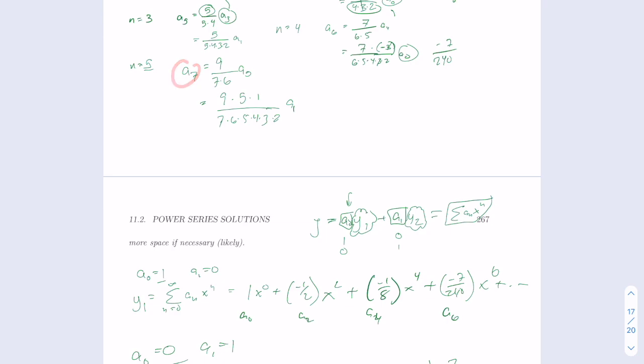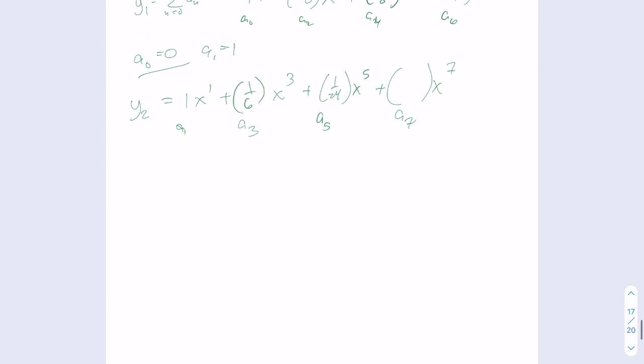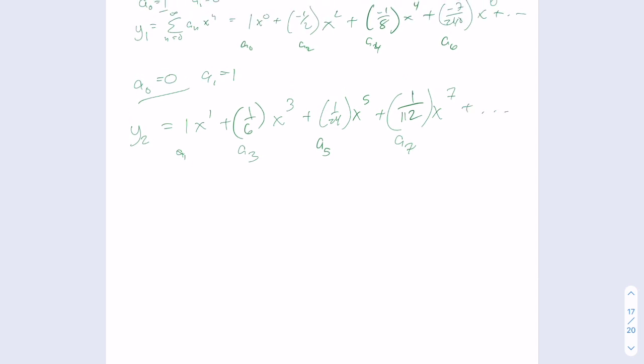Here's my A7, and I have 9, 5, 1. The 5s cancel. And what else can I do? 9, 5, 1, 7, 6, 5, 4, 3, 2. It's going to be kind of yucky. Those go away. Those go away and leave a 2 there. So that gives me 8 times 7 is 56 times 2 is 112. So 1 over 112 plus dot dot dot.